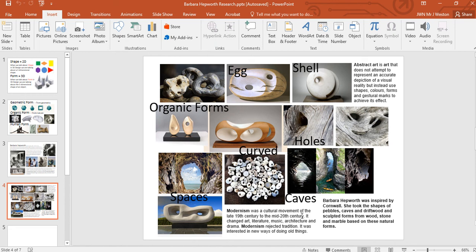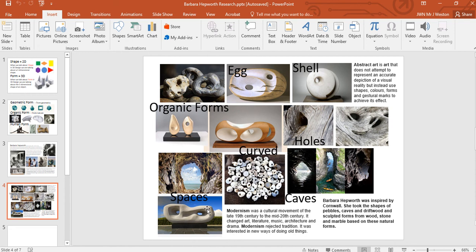And here at the bottom, I've just annotated this page. I've said Barbara Hepworth was inspired by Cornwall. She took the shapes of pebbles, caves and driftwood, and sculpted forms from wood, stone and marble based on these natural forms. And then I've illustrated that with some pictures of pebbles found on a beach, which have had holes worn in them, alongside some of her work. I've found some pictures of some driftwood, which has holes in it. I've just gone onto Google and typed in driftwood with holes, and beach pebbles with holes. And there's also a cave here from Cornwall, so I've typed in Cornish caves and found these images of caves. And you can really clearly see the link between these landscapes and these natural forms which occur naturally in nature on a beach, on the coast of Cornwall, in her work.